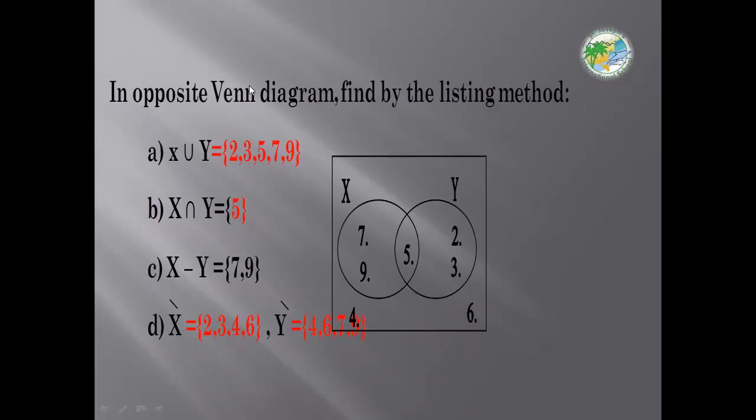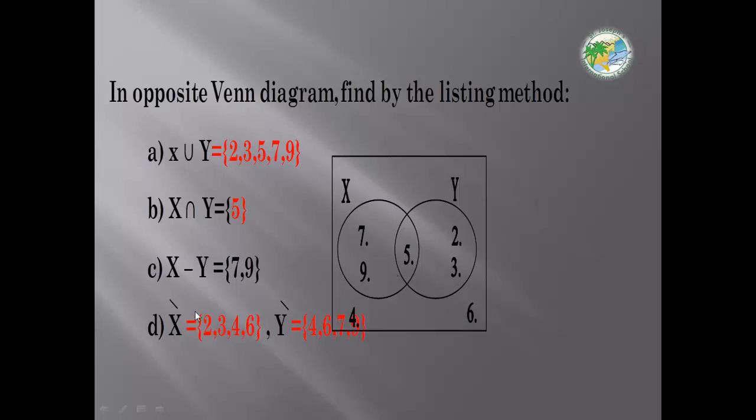Now in the opposite Venn diagram, find by the listing method X union Y. X union Y means the elements inside X and Y: 2, 3, 5, 7, 9. X intersection Y: what's the meaning of intersection? It is the common element between the two sets X and Y, which is 5. X difference Y: which elements belong to X and don't belong to Y? The elements that belong to X but don't belong to Y are 7 and 9.